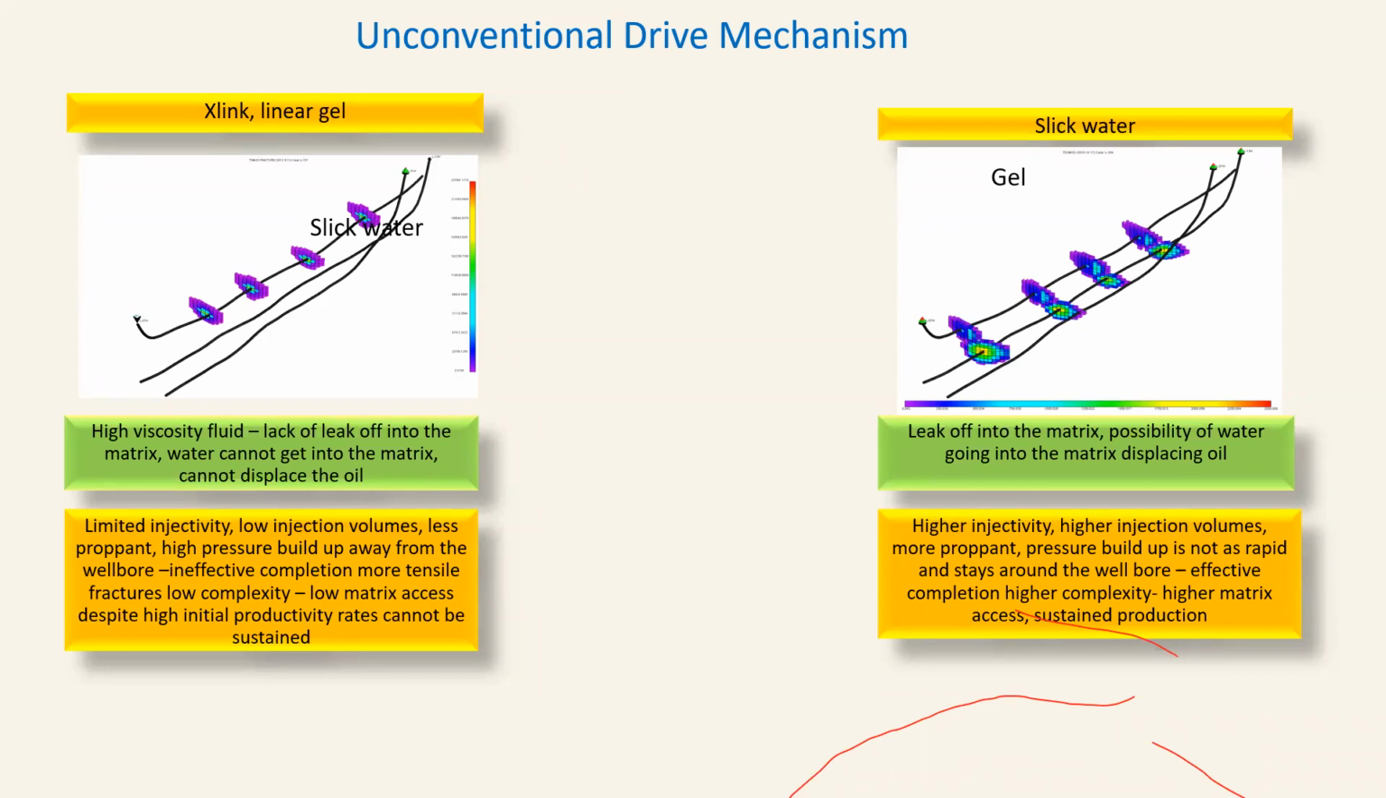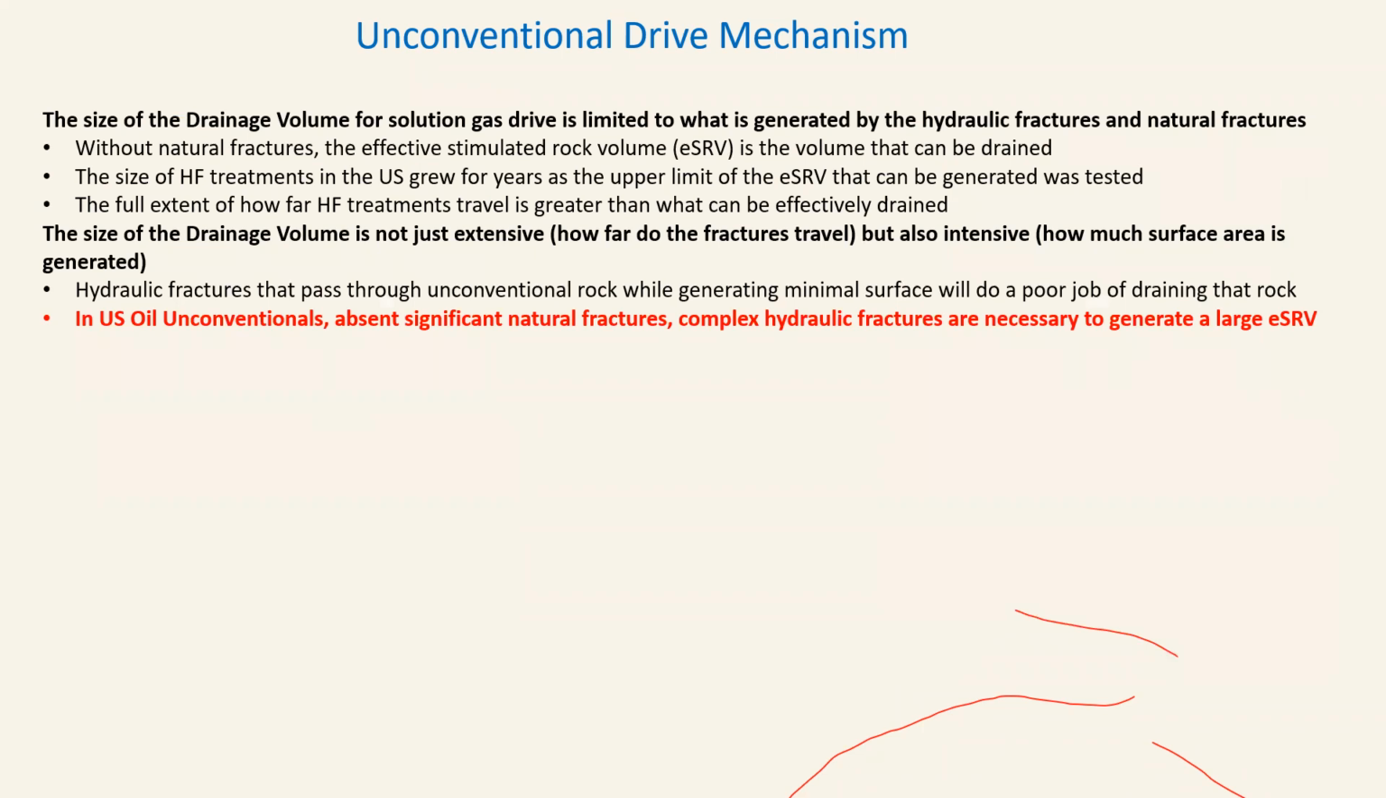But yes, in essence, the main thing the United States has learned is to generate as much complexity in their hydraulic fractures as possible. They do that by using more limited entry, moving away from open hole to plug and perf. And the other thing is moving away from gels to slick waters. Because, like I've said, in US unconventionals, if you don't have significant natural fractures, complex hydraulic fractures are necessary to generate large effective SRVs. There are a lot of other complexities in this conversation, but that's not really the point of this presentation.